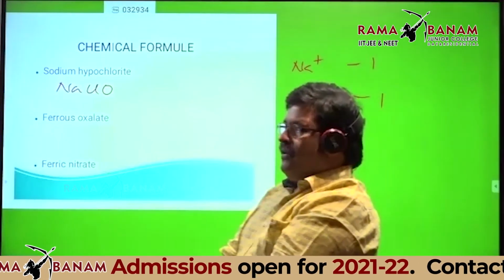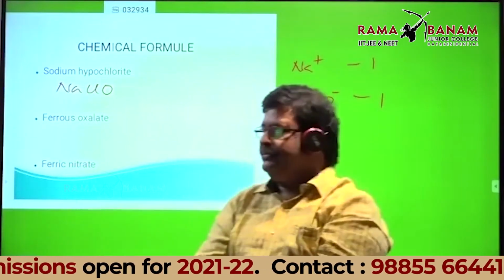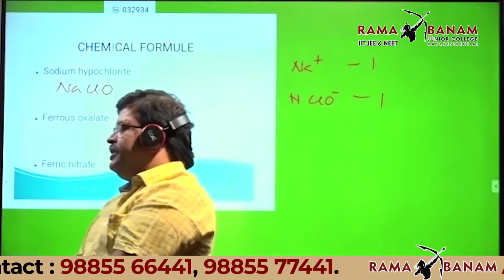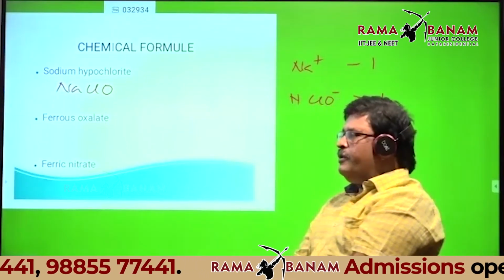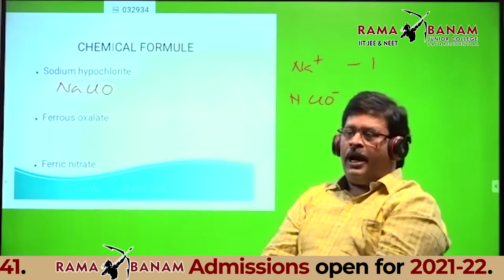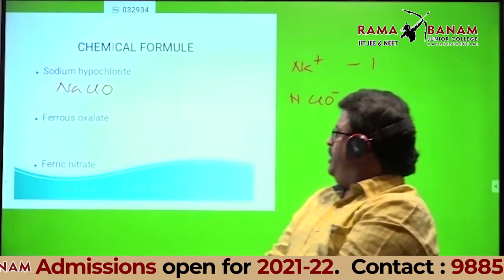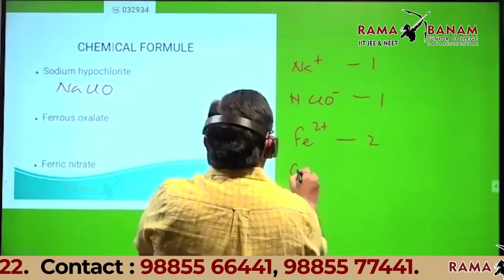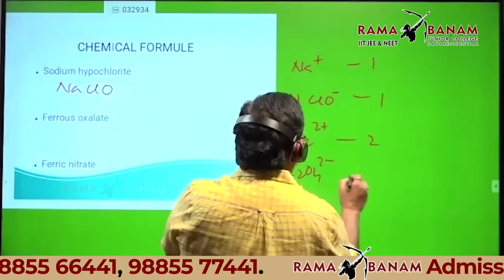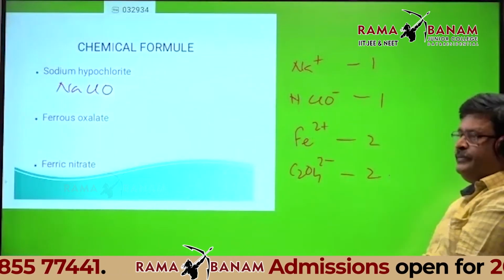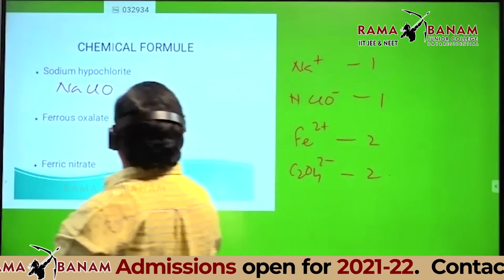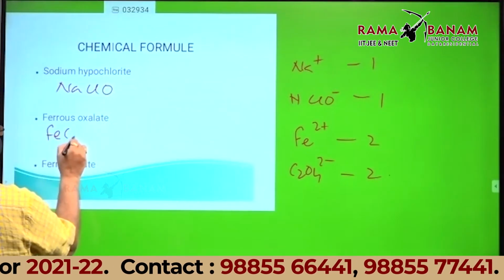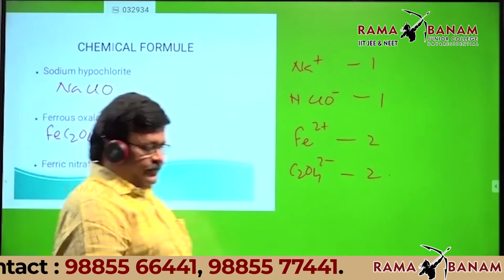Can anyone tell the formula of ferrous oxalate? FeC2O4. Excellent, good going. That is the thing required, so you should interact with your teacher. Ferrous ion, Fe2 plus, its valency is 2. Oxalate ion, C2O4 2 minus. Both are bivalent. Then the formula of ferrous oxalate is FeC2O4. Any doubt? No, sir.